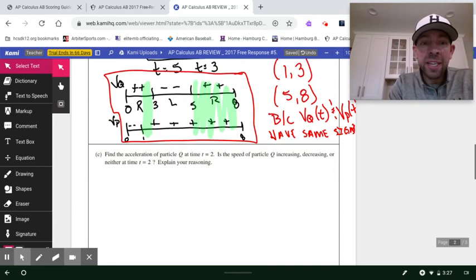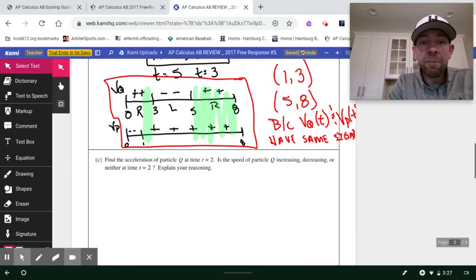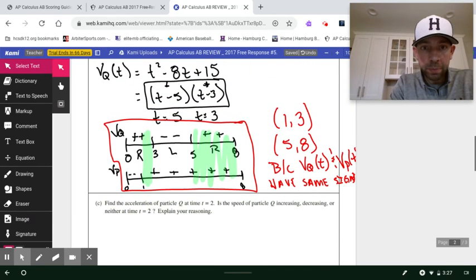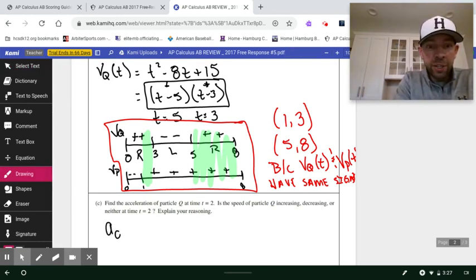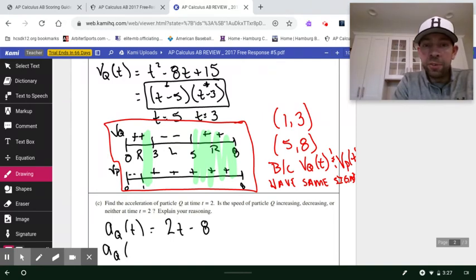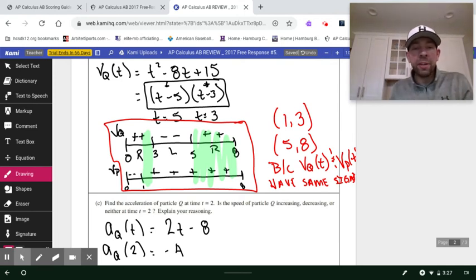Jumping into part C, we want to find the acceleration of Q at t equals 2. So that acceleration is just going to be the quick derivative of velocity. So the acceleration of Q is 2t minus 8. Boy, the derivatives don't get much easier than that. You guys have done enough crazy derivatives to really appreciate that one, I bet. Substitute the 2: 4 minus 8 makes negative 4. So we know the acceleration is negative.